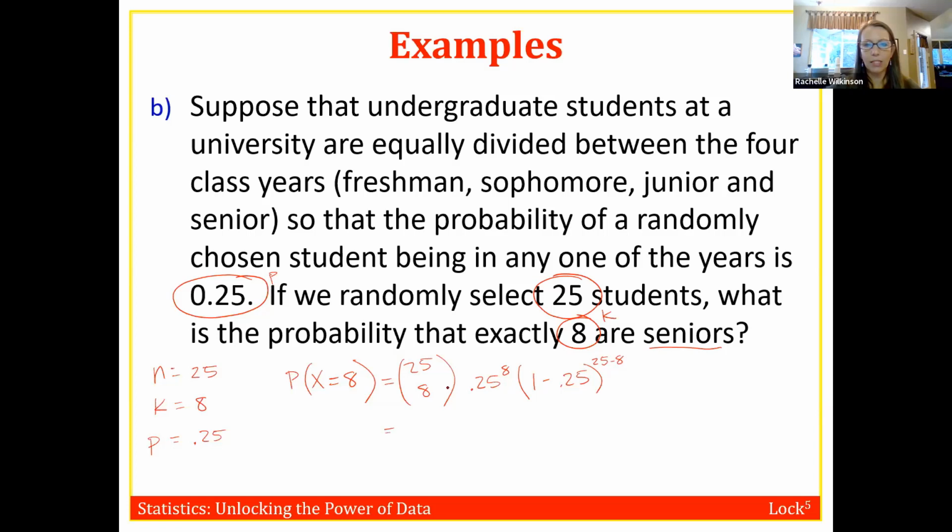All right, now I'm just going to simplify this before I plug it into my calculator. I'm going to simplify what I can. So I have 25 choose 8 times 0.25 to the 8 times 0.75, because that's 1 minus 0.25, to the 25 minus 8. And 25 minus 8 is 17. So I end up with 25 choose 8 times 0.25 to the 8 times 0.75 to the 17.